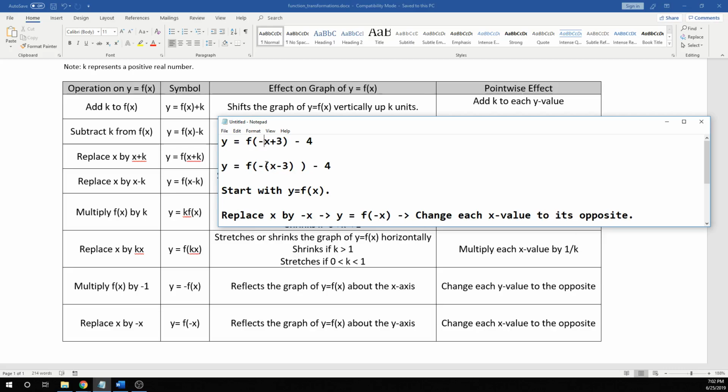Alright, so I'm a little closer to this right here, but I still have a long ways to go. Looking at the other operations, the one that I'm going to do next is this one right here. I'm going to replace the x by x minus 3.